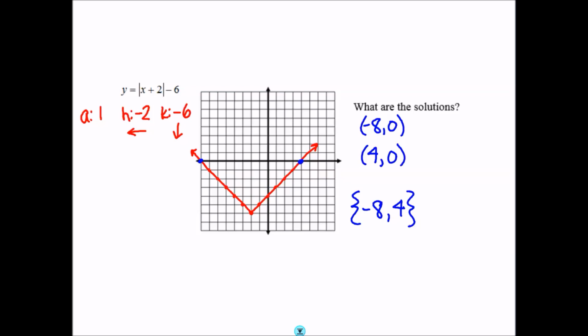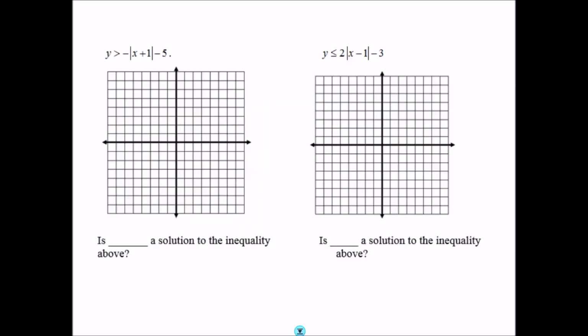So now that we've refreshed our memory with equations, let's take a look at inequalities. There are a couple of extra things we need to remember about inequalities. First is that sometimes you have a solid line and sometimes you have a dotted line. If you have a greater than or less than symbol, you're going to have a dotted line. If you have a greater than or equal to or less than or equal to symbol, you are going to have a solid line.